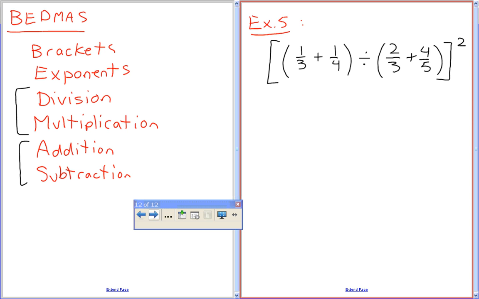So, in this case, what is the very, very first thing that I do? Brackets. Which bracket? Yeah, the first one. So I'm going to sort of put numbers beside things. This right here is the number 1 thing that I do. What's the number 2 thing that I do? The other bracket? The other bracket is number 2.